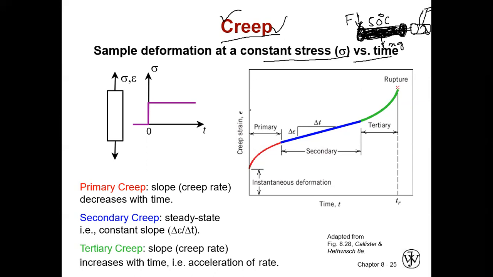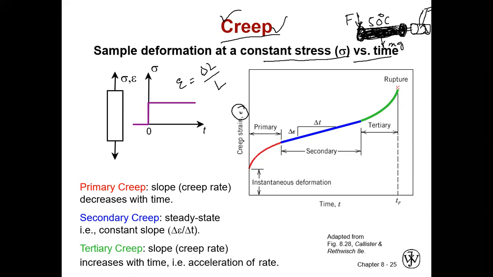So creep is basically represented in the form of strain. What is strain? Do you remember the formula? Delta L by L, change in length by original length. So if this change in length by original length occurs at a constant stress, this is what we call creep.